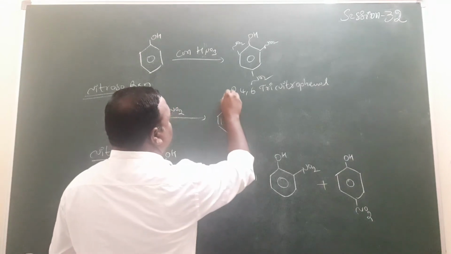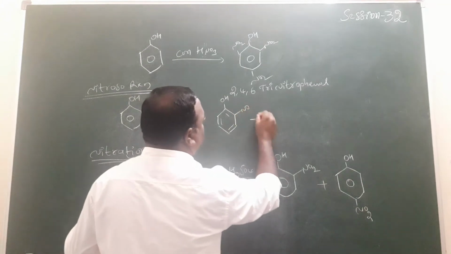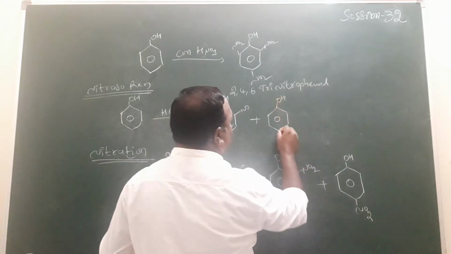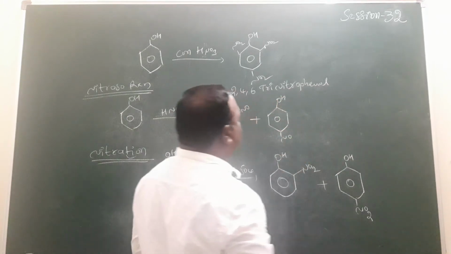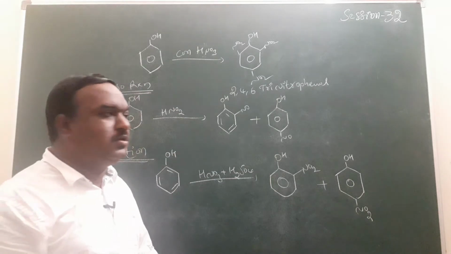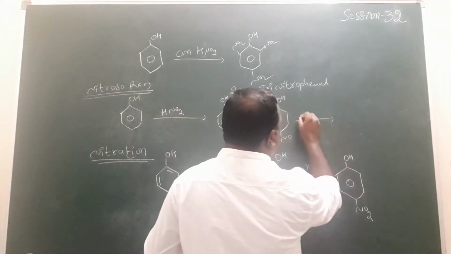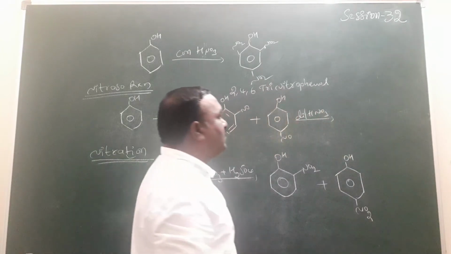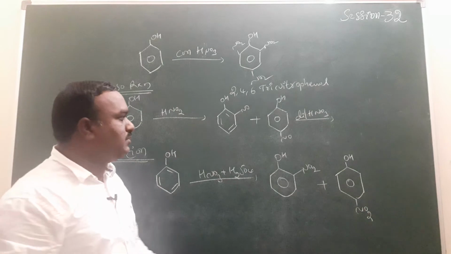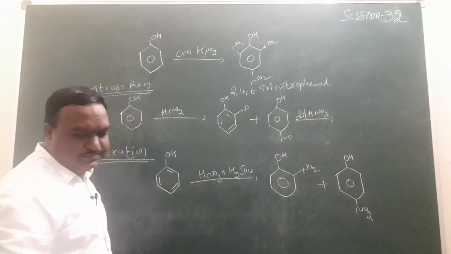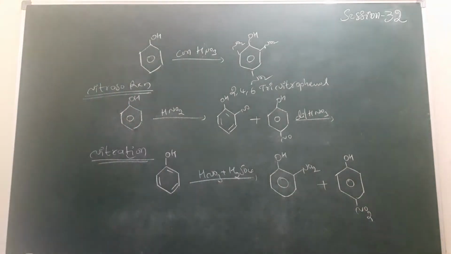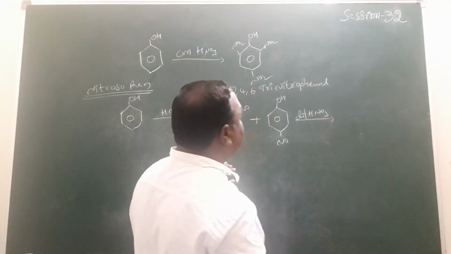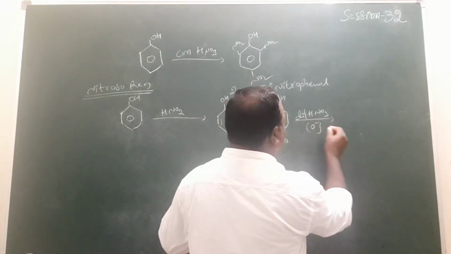Here the OH group is present, again ortho nitrosophenol and para nitrosophenol are formed here. Again, the mixture reacted with diluted HNO3. Continuation reaction is given. Diluted HNO3 is given, so diluted HNO3 means further oxidation.